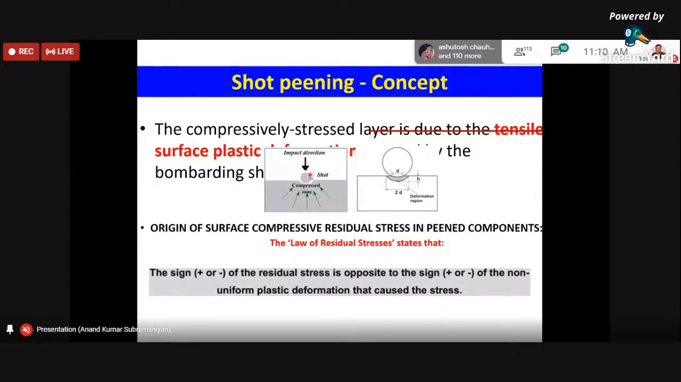For example, as we know, when there is an impact onto the material, there is going to be stretching of the top surface, which is tensile stretching, right? That has been caused by this impact, and as a result, compressive residual stress is going to get developed on the material surface, and that's what is conveyed by this law of residual stress.